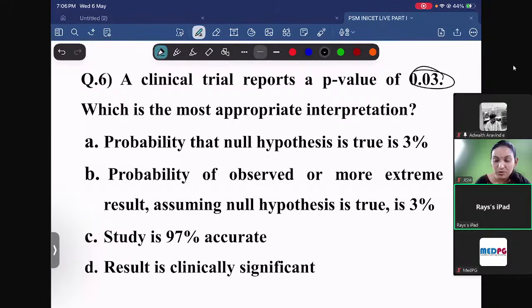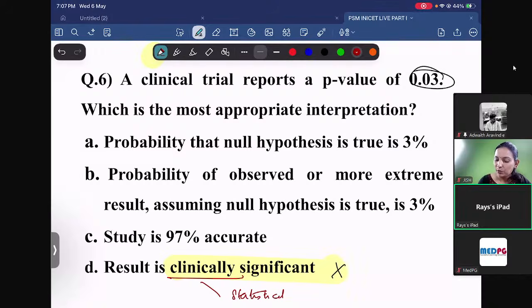So you will first rule out the options. You see the last option here. Result is clinically significant. No, the p-value or the statistical analysis, everything you do is to prove that it is statistically significant, not clinically significant. For clinical significance, you have to correlate clinically. But here, this option is wrong. Why? Because p-value is talking about statistical significance. It's not talking about clinical significance.